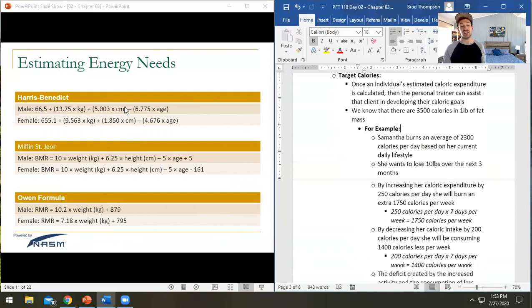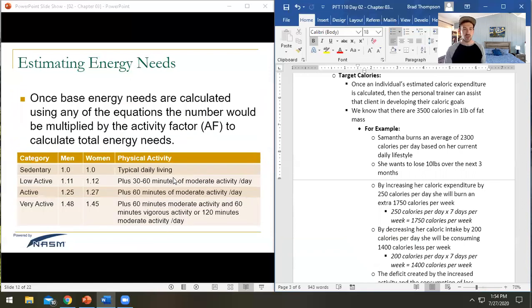Basically, this is going to calculate your basal metabolic rate. You've also got the Mifflin-St. Jeor formula, which also calculates your basal metabolic rate. The Owens formula is going to take into account your weight a little bit differently. All these numbers, for the most part, are going to come out to basically the same thing. The numbers might be off a little bit here and there, but for the most part, these are pretty accurate.